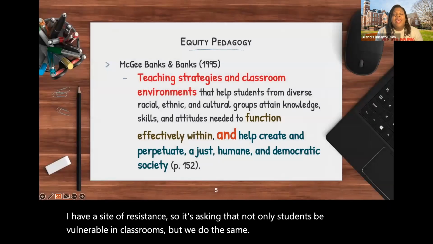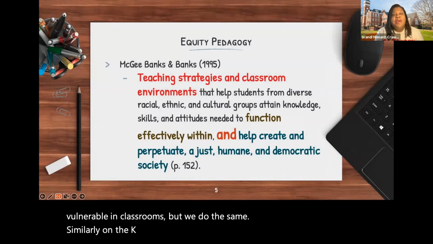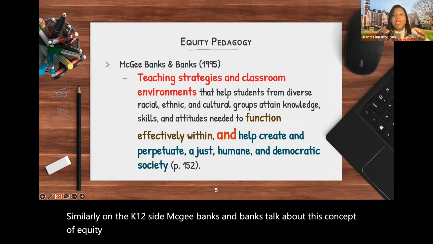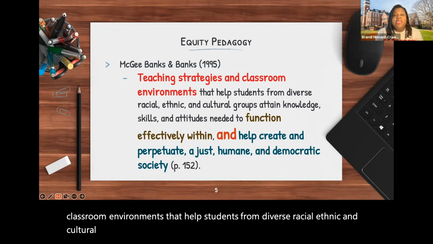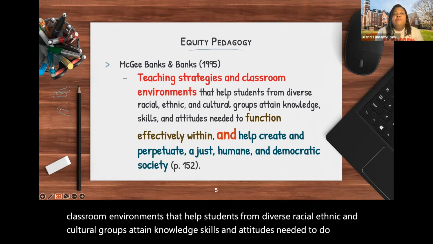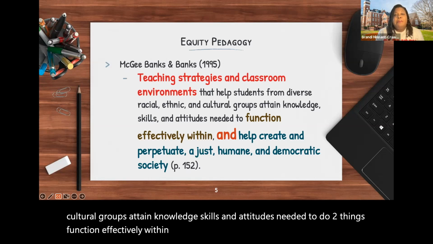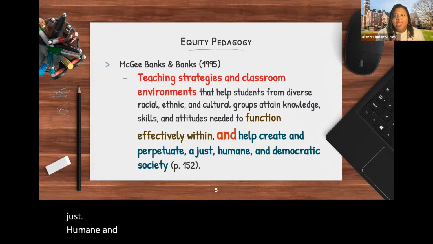Similarly, on the K-12 side, McGee, Banks, and Banks talk about this concept of equity pedagogy. And they describe that as teaching strategies in classroom environments that help students from diverse racial, ethnic, and cultural groups attain knowledge, skills, and attitudes needed to do two things: function effectively within and help create and perpetuate a more just, humane, and democratic society.